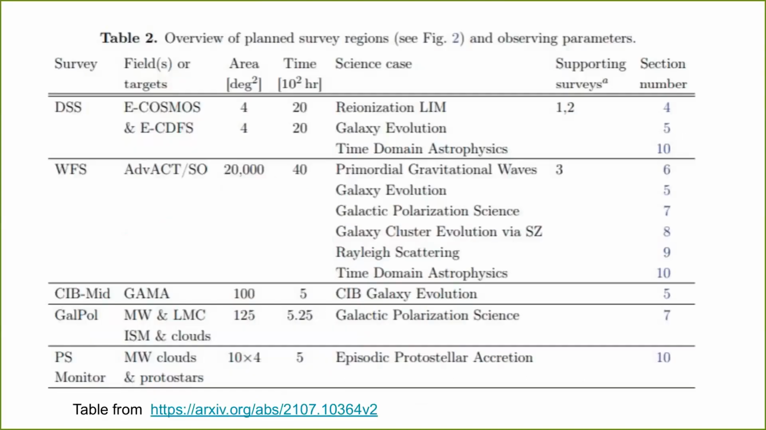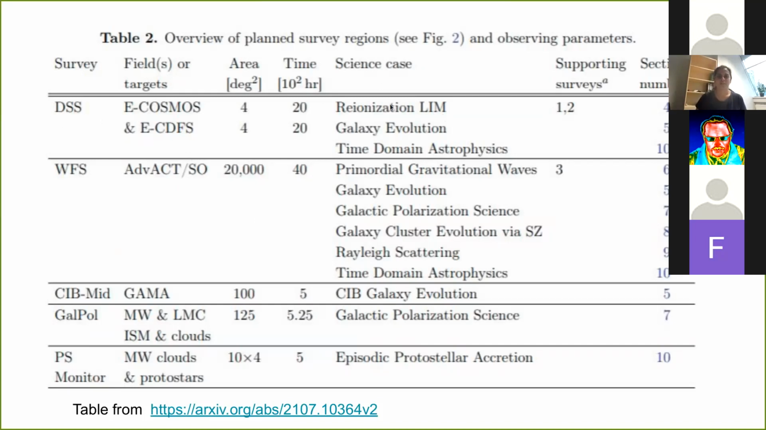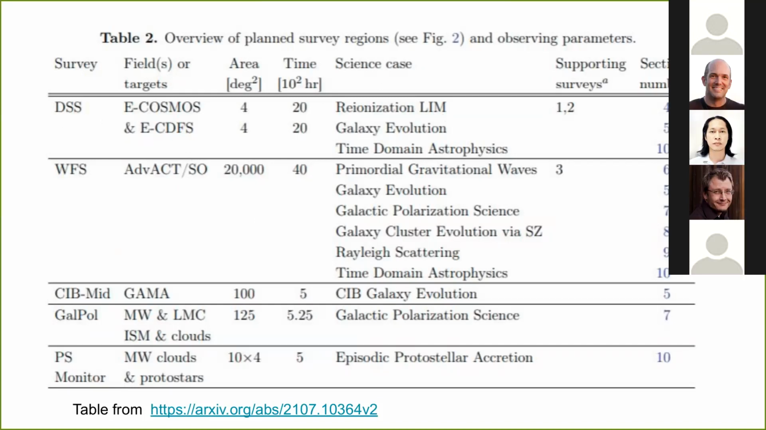Some of the planned surveys for CCAT-prime are listed here in this table. What is most important, or the primary survey, is the wide field survey, which is planned to observe for 4,000 hours over an area of 20,000 square degrees. Another is the deep survey, which plans to study the epoch of reionization.